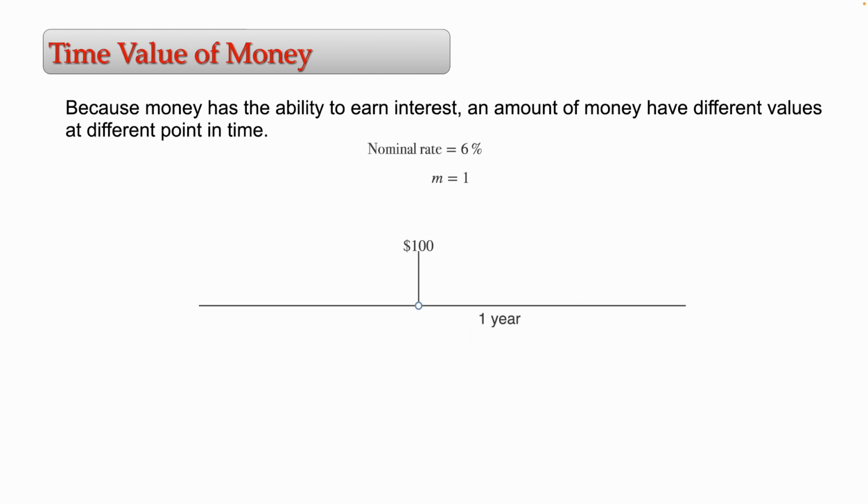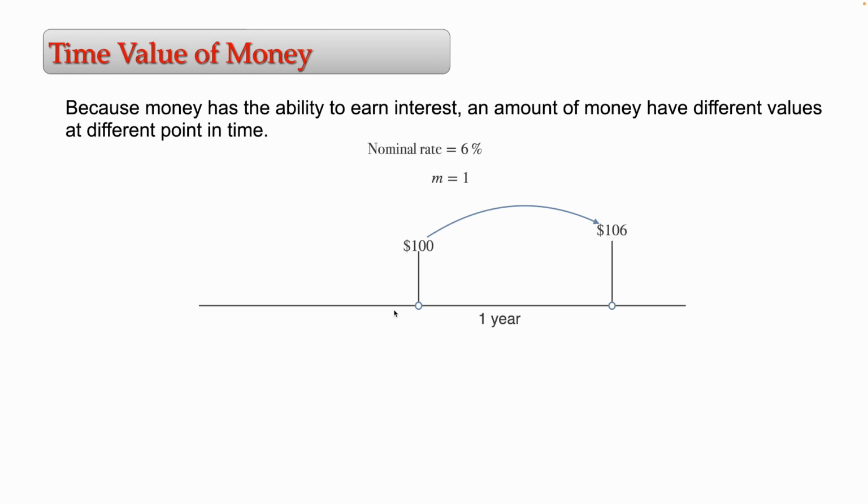For example, 1 year later, this amount of money will have earned interest, and this interest will be 6% in 1 year. So 1 year later, the value of this money will be $106.